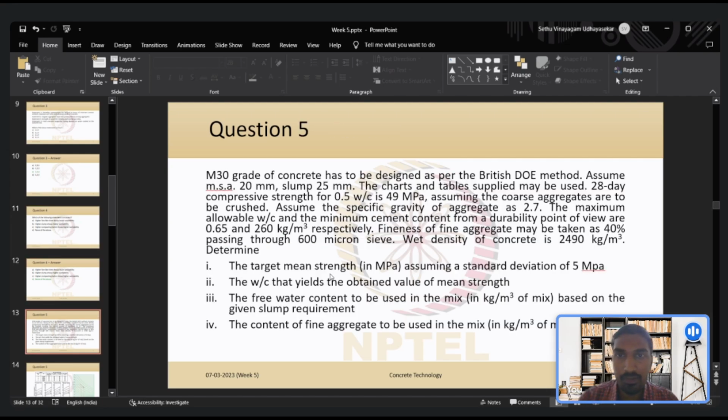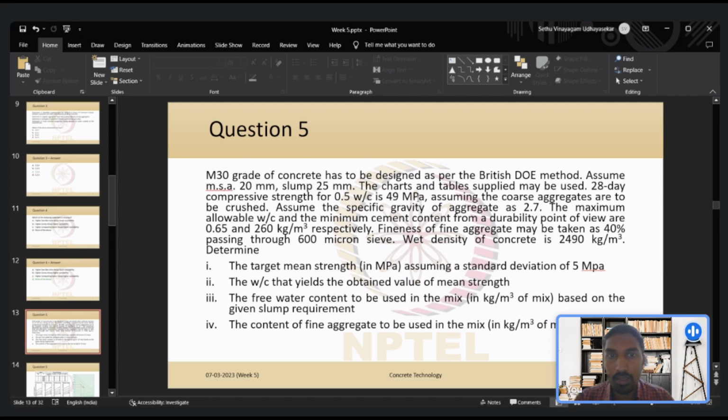Okay, so question number 5 is again a design problem as per the British DOE method. So we have to design using an M30 grade of concrete, and we have to assume that the maximum size of the aggregates is 20 millimeters and the slump is 25 millimeters, and we are given a certain set of charts and tables that we can use. And the 28-day compressive strength for 0.5 water to cement ratio is 49 MPa, right, for this given grade of concrete and the aggregates and the slump requirement.